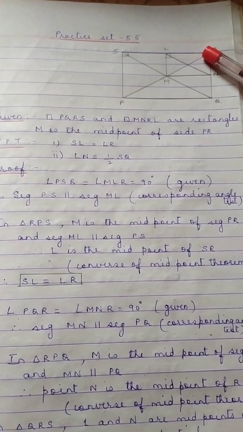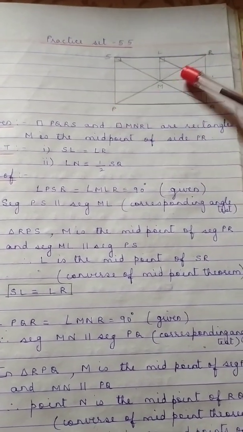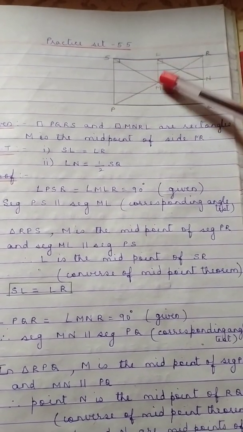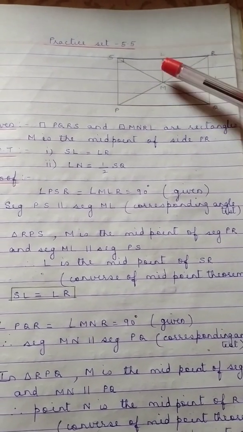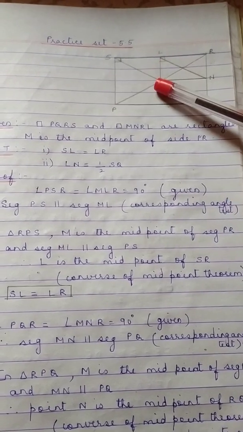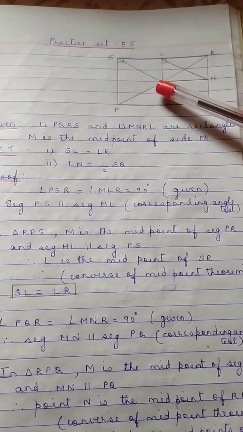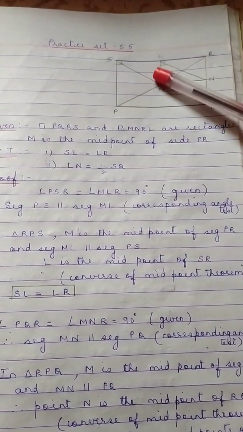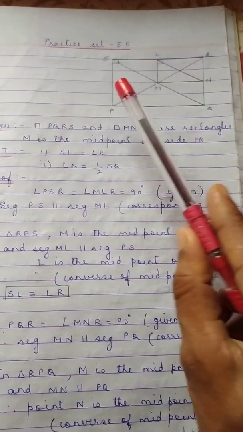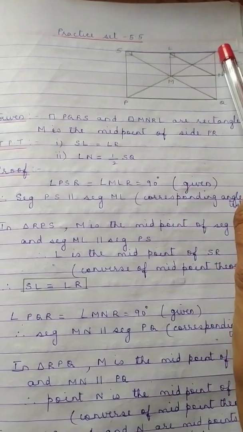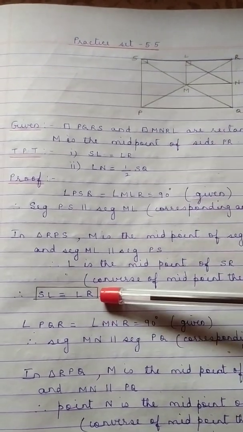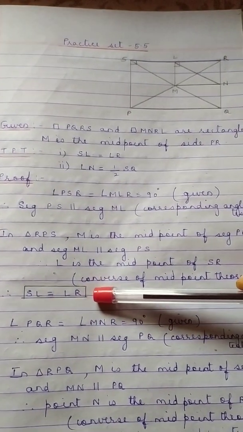What is the converse of midpoint theorem? If a line is drawn from the midpoint of one side of a triangle and is parallel to the second side, it will bisect the third side. Therefore, ML will bisect the side SR. That means SL is equal to LR, or L is a midpoint of SR. So the first part of your question is clear. SL is equal to LR.